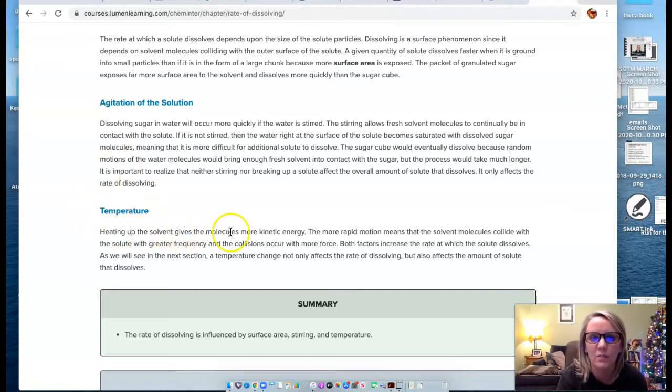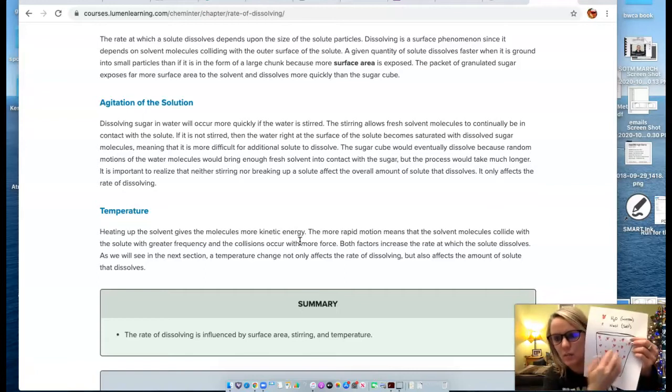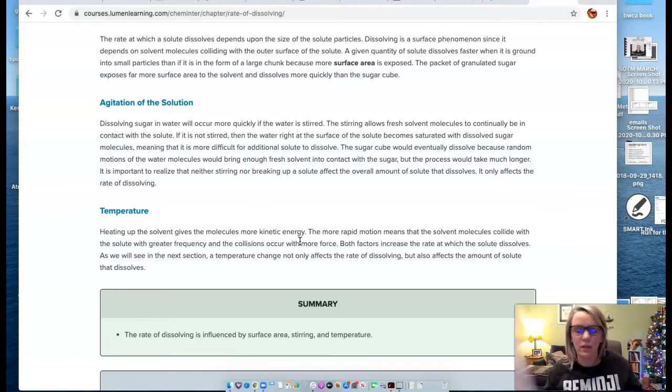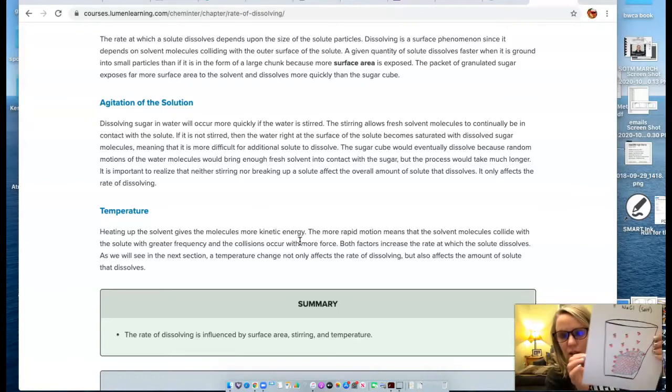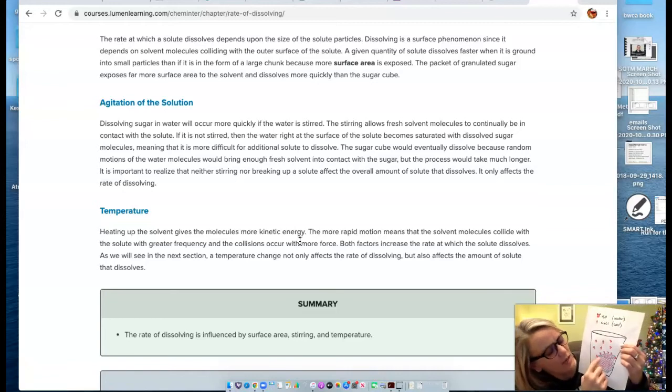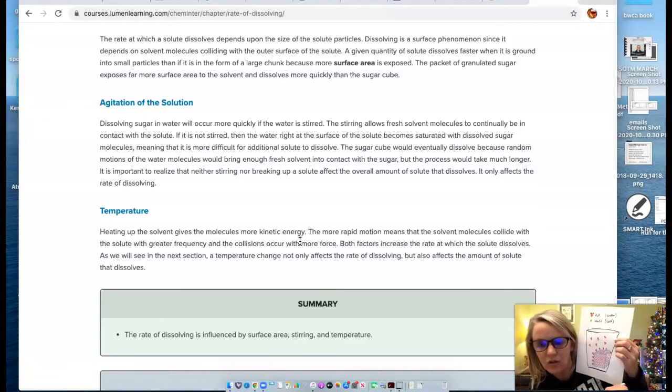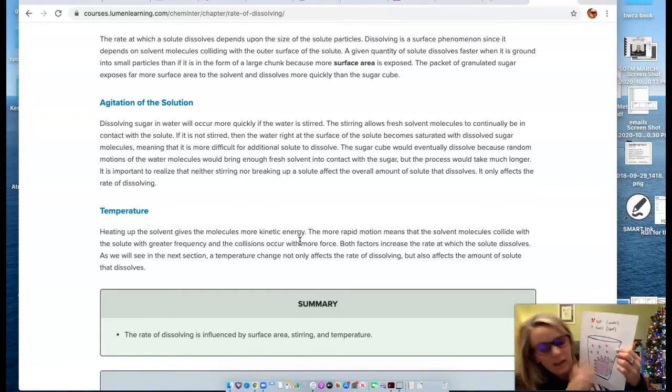Heating up the solvent gives the molecules more kinetic energy. Well, if we can't heat it up, we can give those molecules more kinetic energy by just stirring it, right? It creates more collisions between these things, and they will dissolve more rapidly. Same thing is true here. If I had a big cube of salt and I just have it sitting in a cup, it will dissolve eventually, but it's going to dissolve faster if I start agitating the water and forcing these water molecules to interact with these salt molecules.